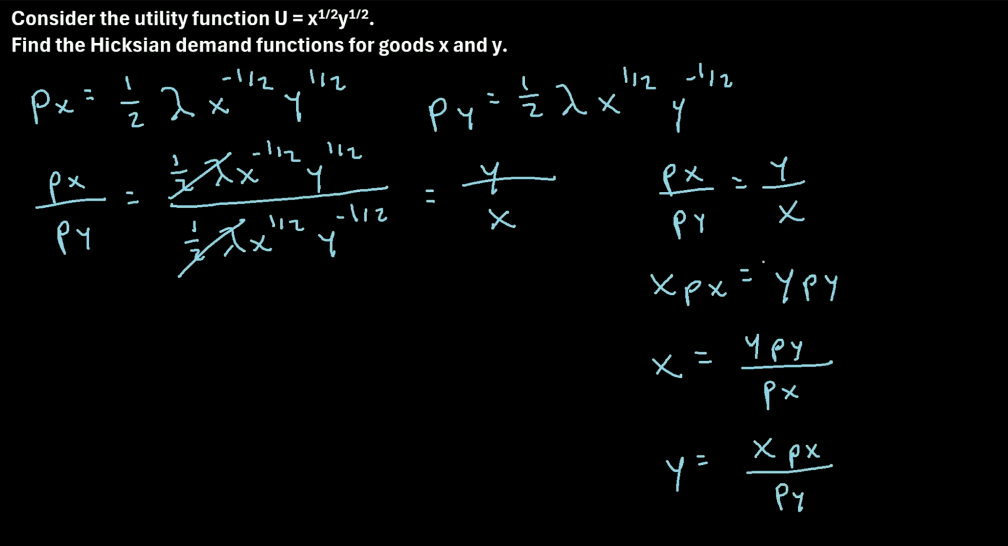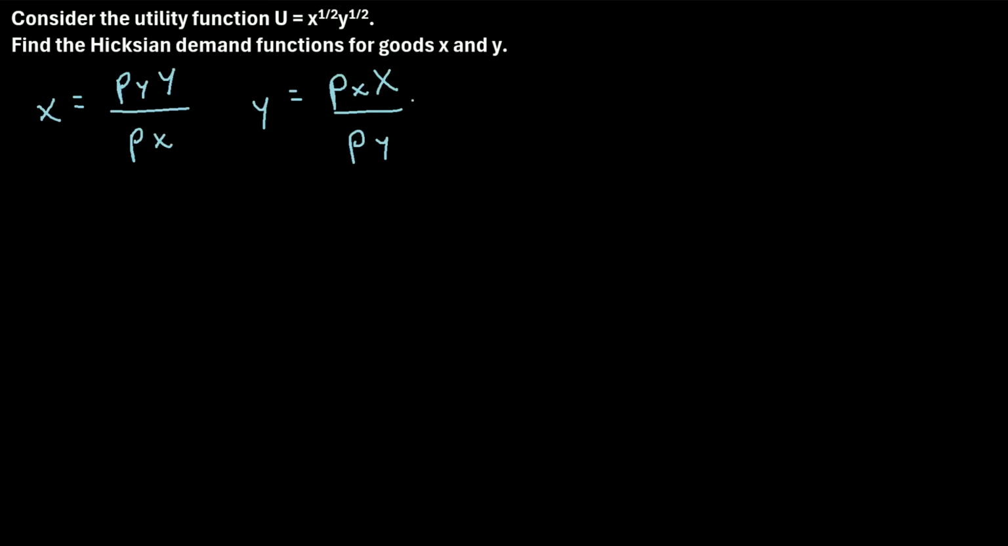Now, the very last step to find the Hicksian demand functions is we're going to take these quantities for x and y, and we're going to plug them into the original utility function. So let's clear a little bit of space here. Let's start by plugging in y into our utility function, and we'll be able to solve for the Hicksian demand function for good x.